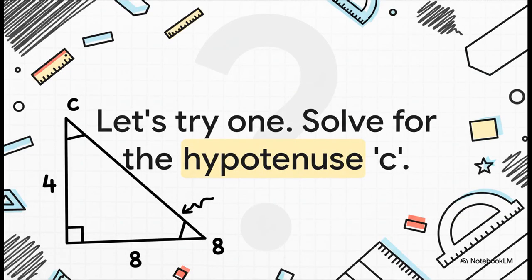So we've got a right triangle here. Its legs are 4 and 8. We need to find the hypotenuse, C. Now, what do we have? We have 2 sides, so we know exactly which tool to grab.